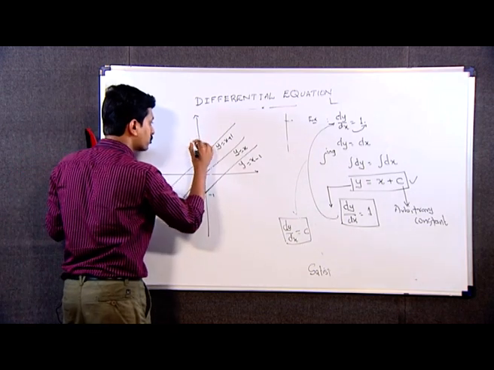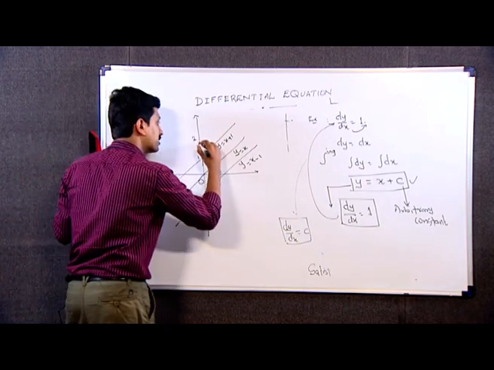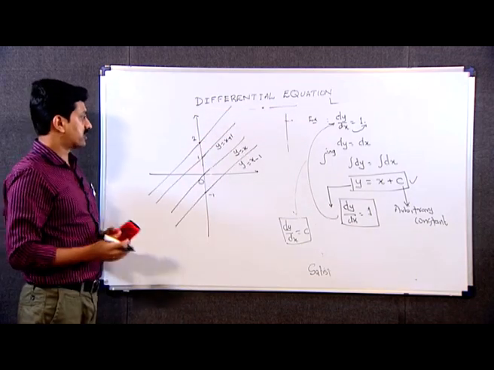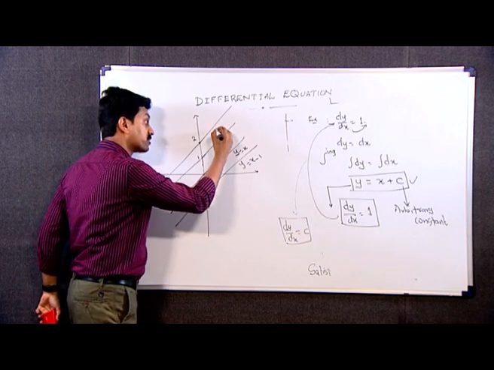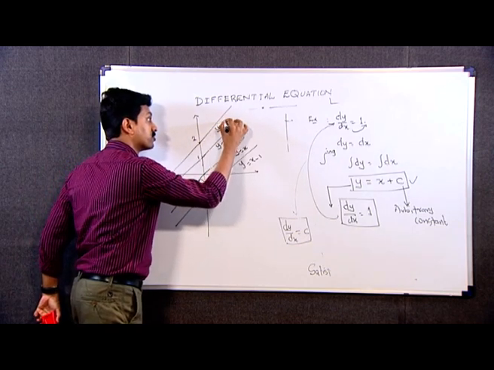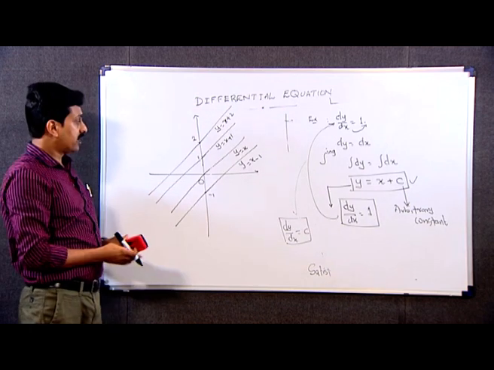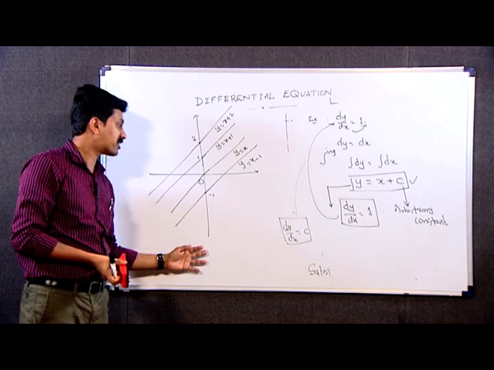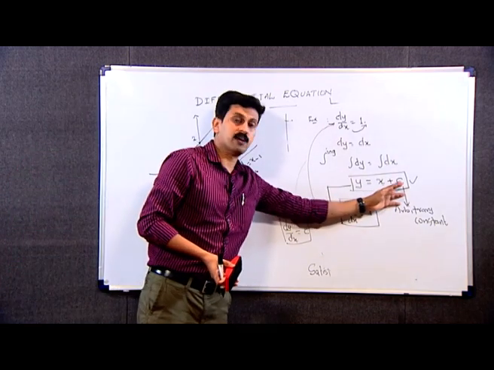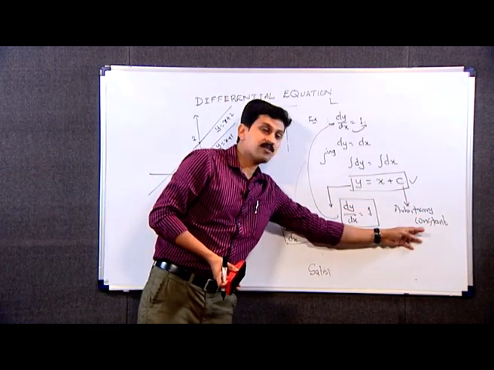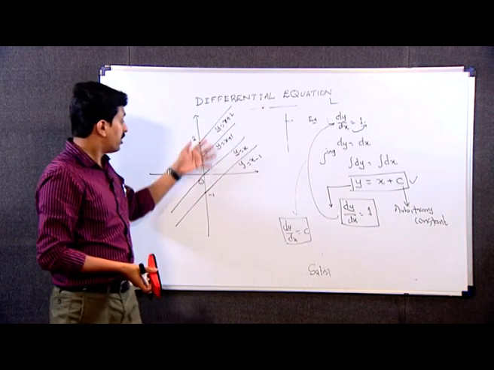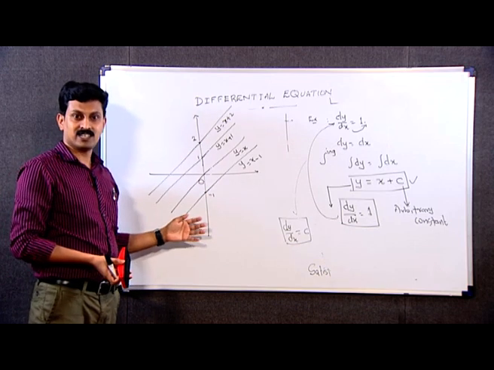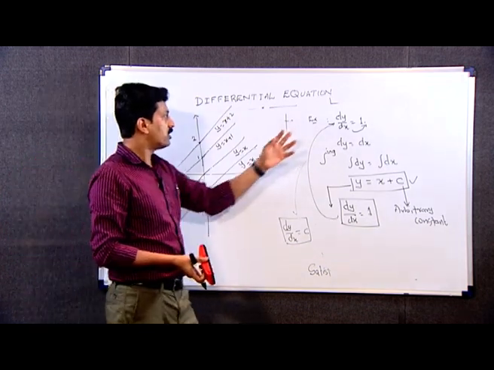Similarly, you can go to 2. What will happen? This is a straight line passing through 2 as the y intercept, parallel to this line because the slope is the same. Therefore, this is y is equal to x plus 2. You can have any value on the y axis for c, because this is an arbitrary constant. You will have many solutions for it. We have a set of solutions. These set of solutions are all the solutions.